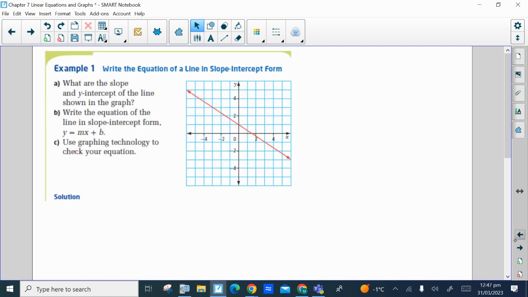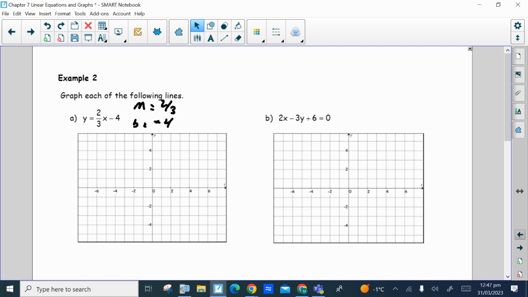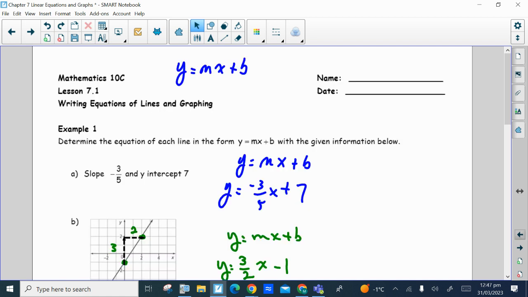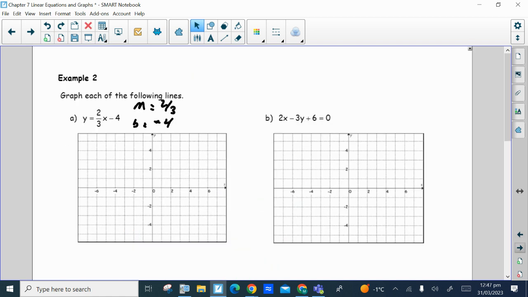So if we want to graph that, and we've done this before, we start with a point on the y-axis, which in this case is the y-intercept, which is -4. And then you apply the slope. Remember, slope is rise over run. So you're going to rise 2 and run 3. I can rise 2 and run another 3.